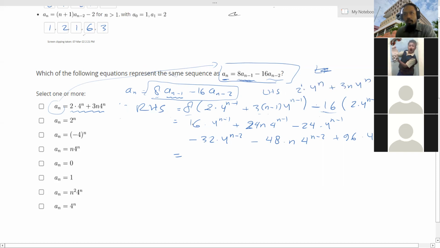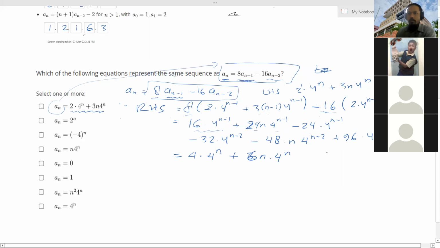So that means we simplify that. Let's do it. So 16. So we combine them together. So essentially, this gives us 4 times 4 to the power of n. Yeah. This one gives us plus 6n times 4 to the power of n, because you take out the 4 factor.